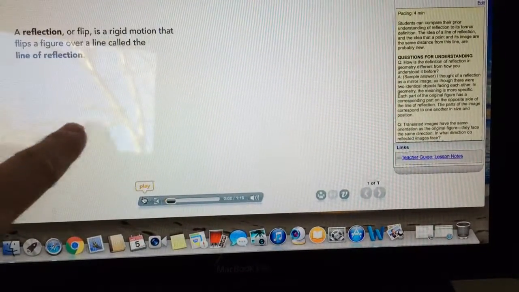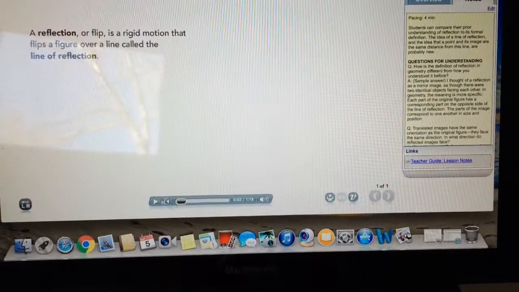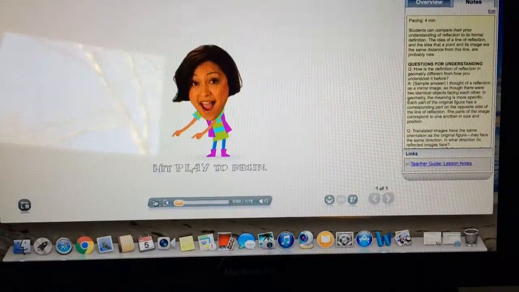Speaking of reflection, does everyone see the tree outside my house there? All right, sorry. Let's go back. There we go.